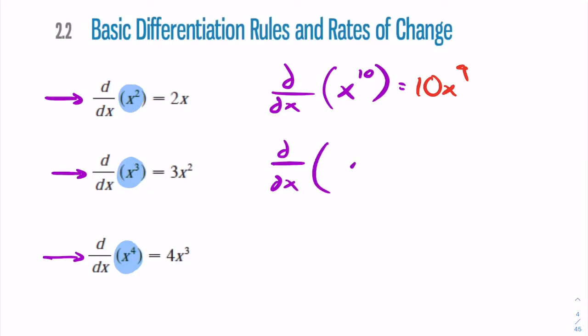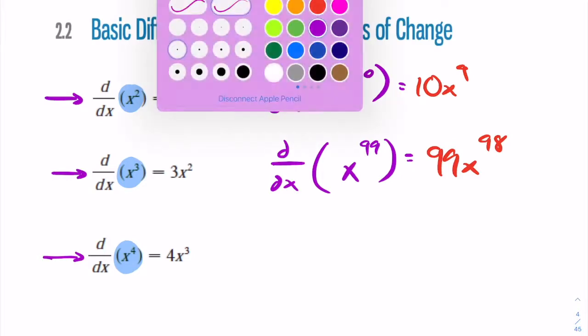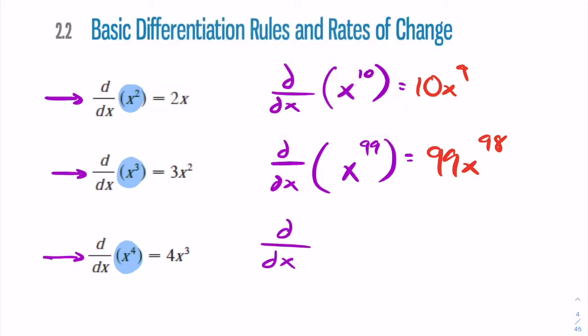The derivative of x to the 99th power. Pause and play when you're ready. The derivative of x to the 99th power will be 99x to the 98th power. Let's do one more just to make sure. Let's do x to the 1000th power. Pause and play when you're ready. The derivative of x to the 1000th power is 1000x to the 999th power.